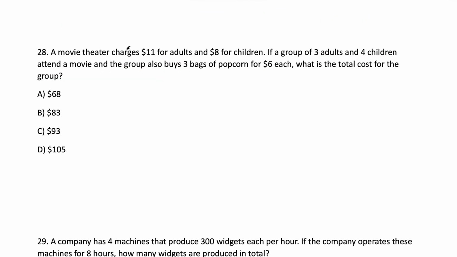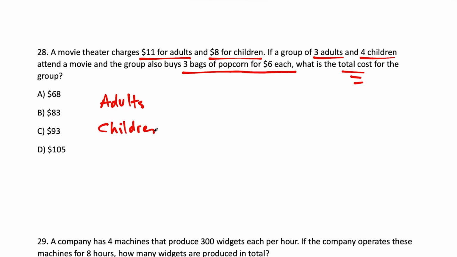Question 28, a movie theater charges $11 for adults, $8 for children. And then we have, if a group of 3 adults and 4 children attend a movie, and the group also buys 3 bags of popcorn for $6 each, what is the total cost for the group? So for this question here, let's just tally up the cost of everything for the adults, for the children, and then for the popcorn. Okay, so these are 3 things we have to consider here.